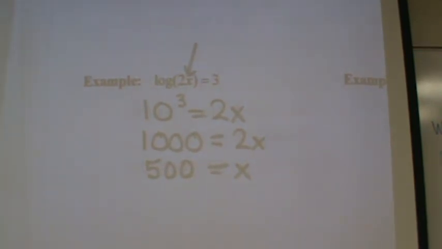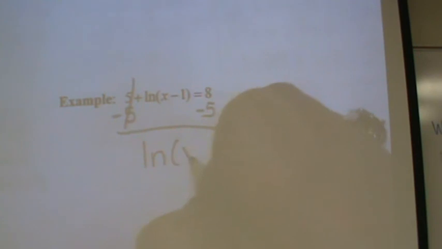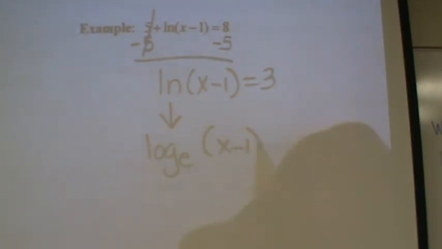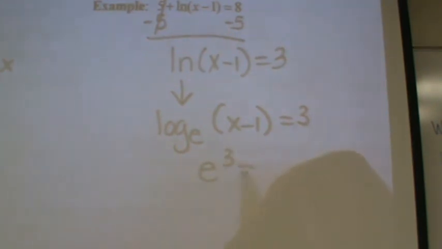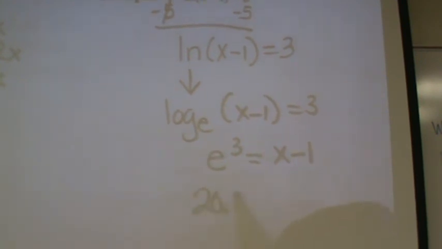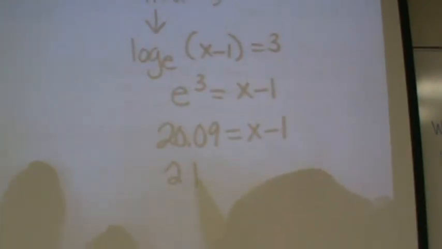Easy? Next. What do you think you're going to do here? I bet you can figure it out. Subtract 5. 3. E to the third. ln means log base e. So e to the third is x minus 1. So you got to use your calculator. E to the third is 20.09. So what do you think you're going to do? What's your answer? Add 4. And you're done.